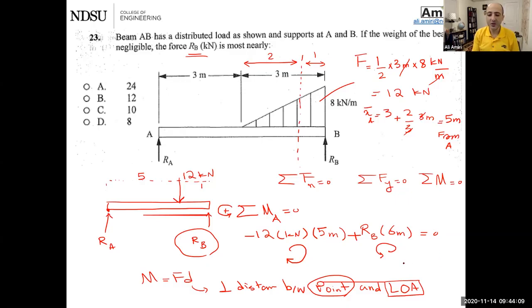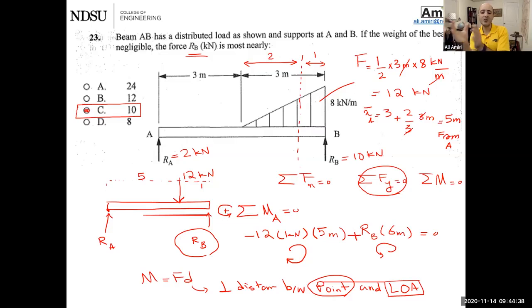Simple equation. If you do it, you will get RB of 10 kilonewton. If the problem was asking to find both of them, or find RA, all you have to do next is use summation of forces in y equals 0. So 10, 12, that means this one is 2 kilonewton, which makes sense because the majority of the load is on the other side of the beam, so that one is taking a lot more load.